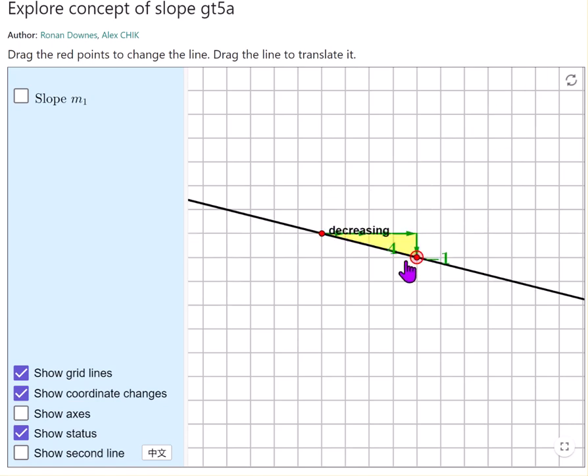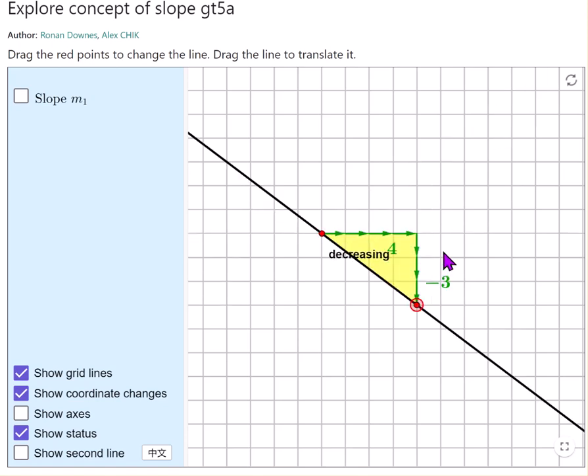Now when the slope is decreasing, instead of calling it a fall, we call it a negative rise. So a decreasing function has a negative slope. Okay, you see the axis doesn't really matter.